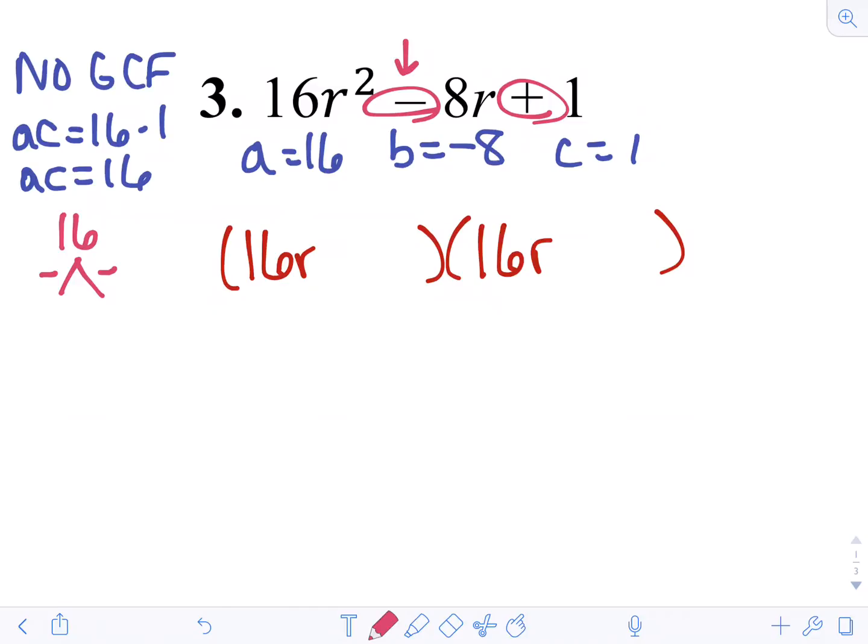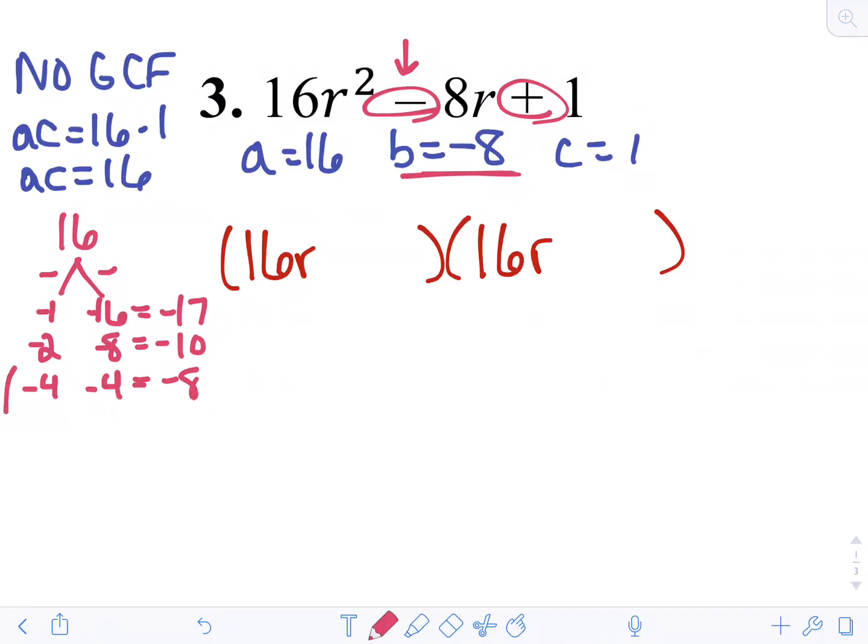And we'll just start with 1. So we have 1 and 16. Both of these will be negative, so that would give us negative 17 total. Okay, we could do 2 and 8. Both of those are going to be negative, and that will give me a negative 10. And that doesn't work. We can do 4 and 4. Both of those will be negative. Negative 4 and negative 4 gives me negative 8. And that works because B right here is negative 8. So this is what you want. So minus 4, minus 4.